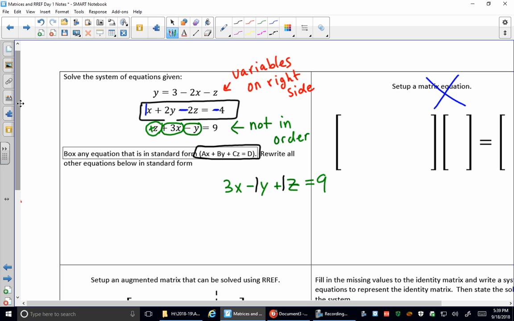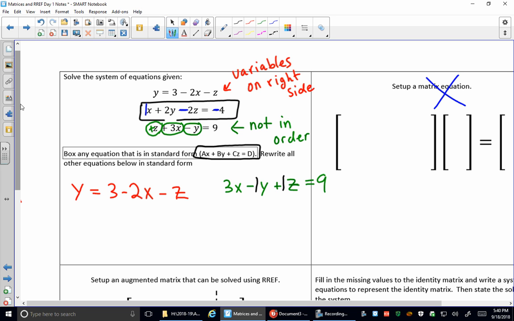That's a problem. I need to get those variables to the other side. So we're going to copy down this equation. So y equals 3 minus 2x minus z. And we want to move these terms to the other side. But it's not as simple as just moving the minus 2x over. We have to use mathematical properties.